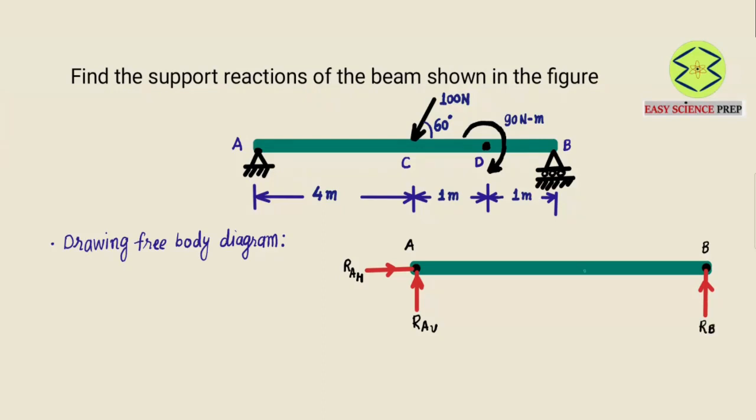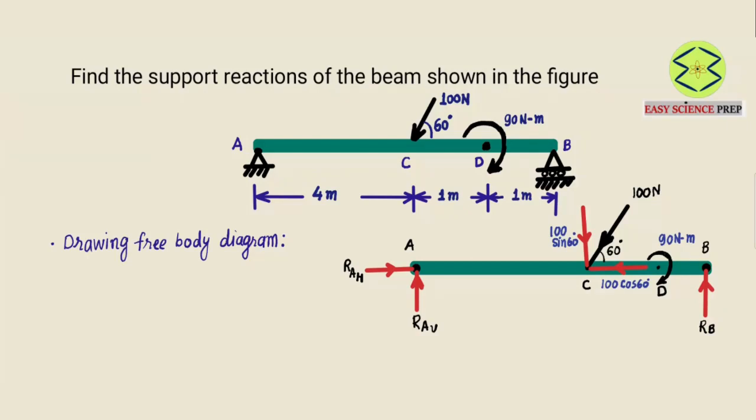Now at point C, we have a load of 100 Newton acting on it. This 100 Newton force is making an angle of 60 degrees with the length of the beam. So we can resolve this 100 Newton load in horizontal as well as vertical directions. The horizontal component would be 100 cos 60, while the vertical component would be 100 sin 60. Now we have a point D. There is a moment acting at point D, and the value of the moment is 90 Newton meter. So this is called the free body diagram of the beam AB.